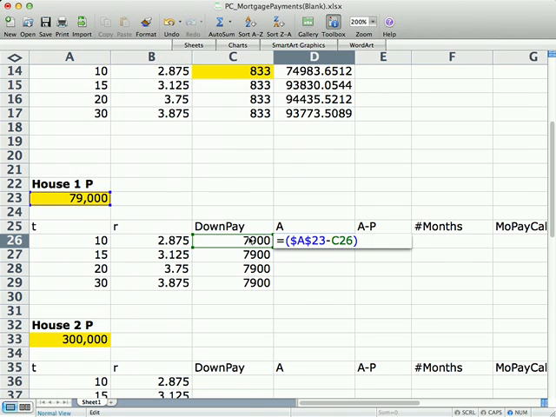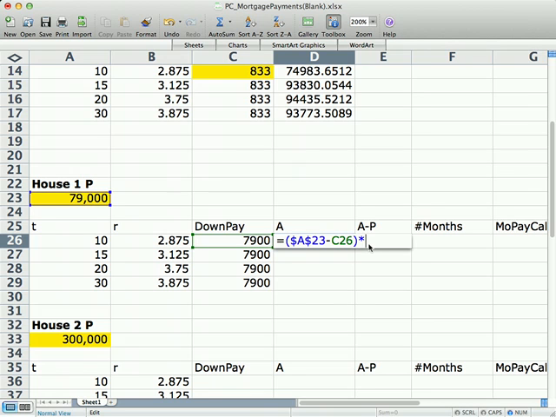And C26, I'm fine if that shifts. What's dollar? It fixes it so that when I drag this formula down, this cell will always be the reference instead of also shifting that cell reference down. It's just an Excel thing. It's a fixed position thing in Excel.